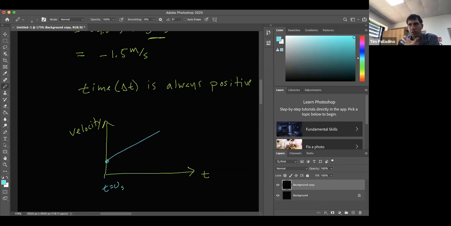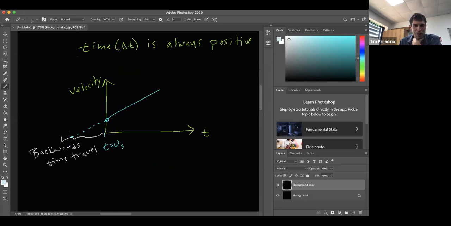We know that the car is sitting at the starting point before that, but anything before t equals 0, we don't know what's happening, at least not for our experiment. Sometimes we like to joke like this means you travel back in time, or we just say backwards time travel. And at least in the physics that we'll talk about, backwards time travel does not exist.